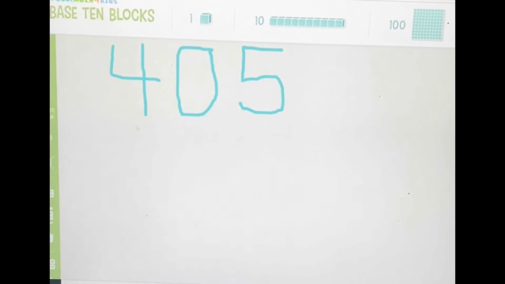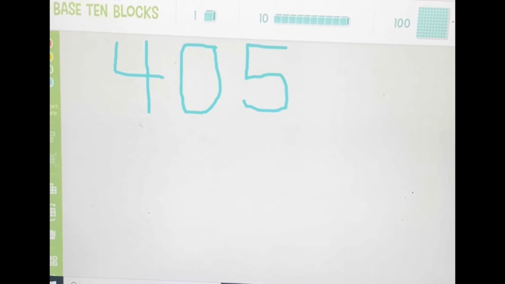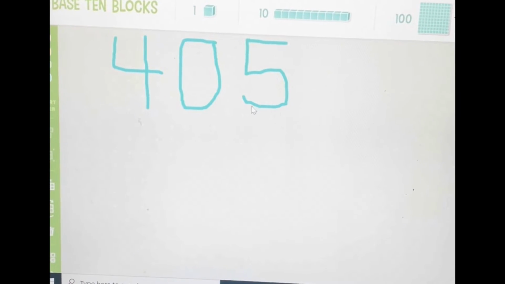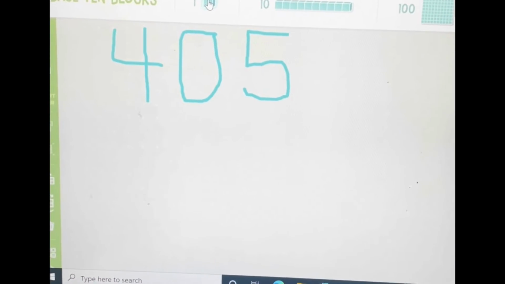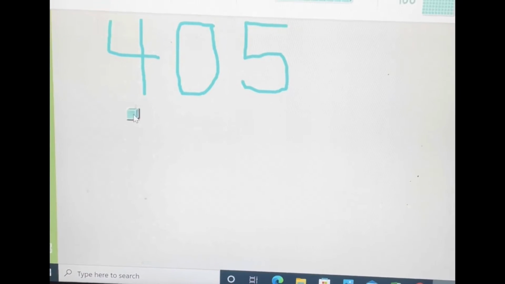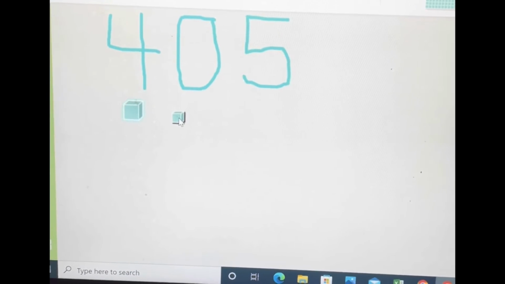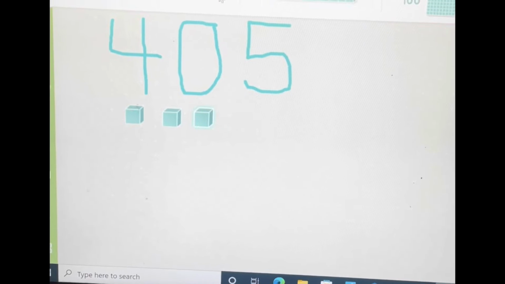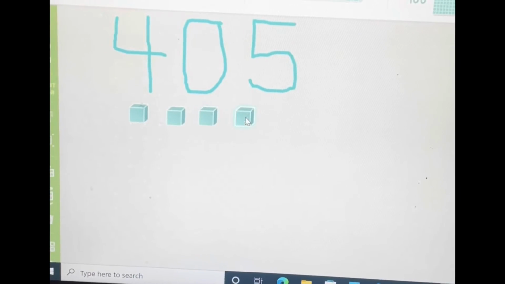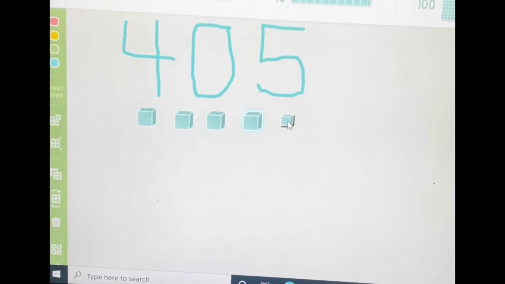All right, now for the visual representation. So as we identified, 5 is in the ones place, so the number 405 has 5 ones. So I'm gonna bring out 5 ones. I'm gonna count by ones as I do that. 1, 2, 3, 4, and 5.